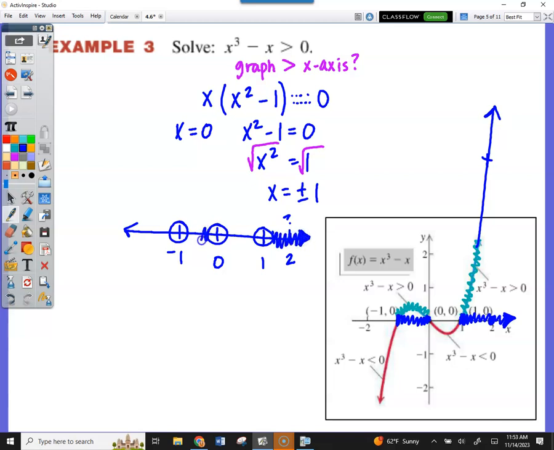This would be false, this would be true, and the other side would be false because it alternates, as you can look at the graph and see. If you don't see it from the graph, test a number. All right, interval notation. So we have -1 to 0, union 1 to infinity.